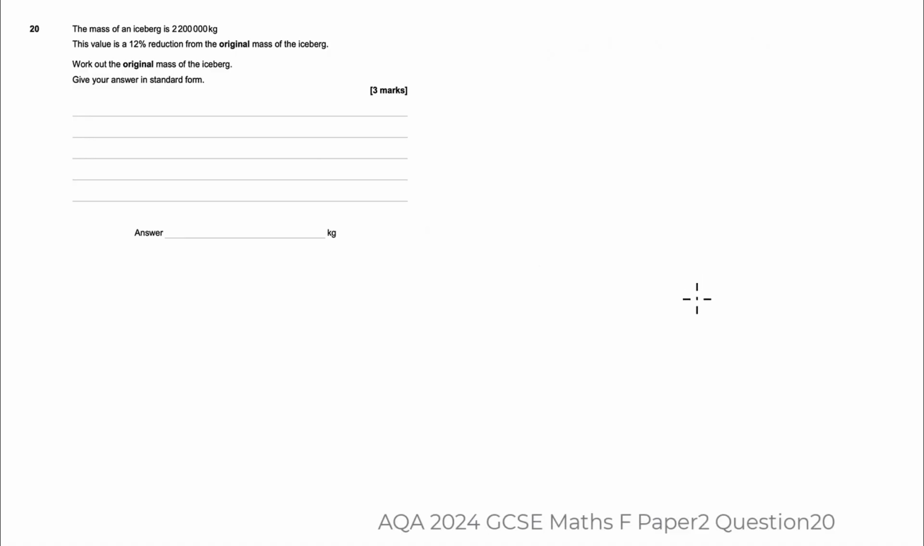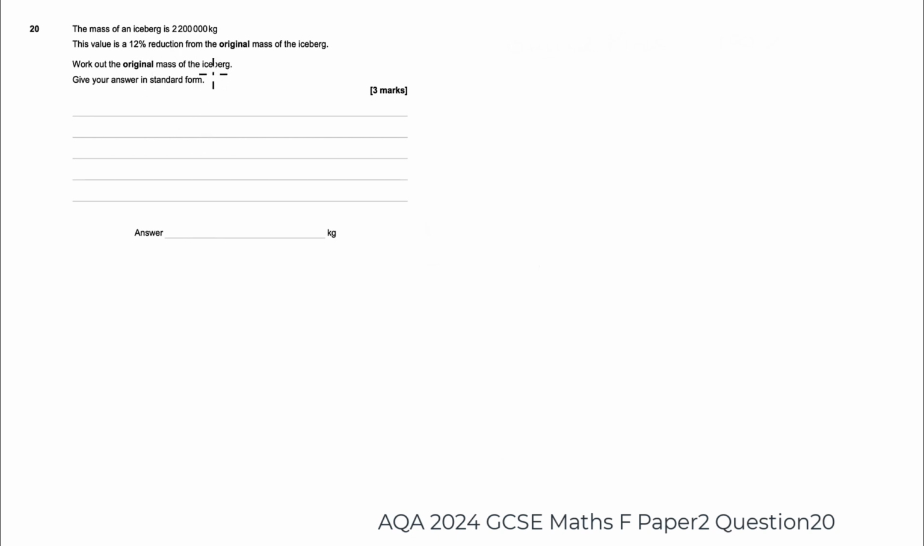Well, here's question 20. We're told that the mass of an iceberg is 2,200,000 kilograms, and that this is a 12% reduction from the original mass. The iceberg melts over time. They're wanting us to work out the original mass of that iceberg.